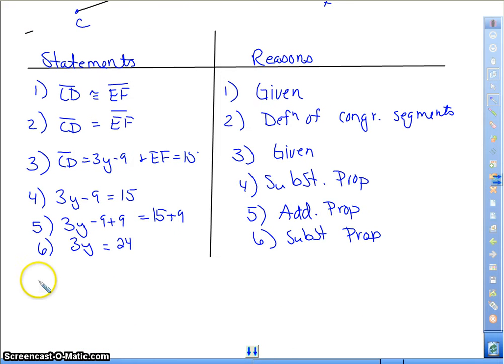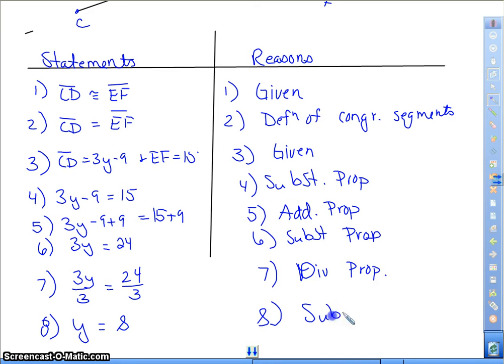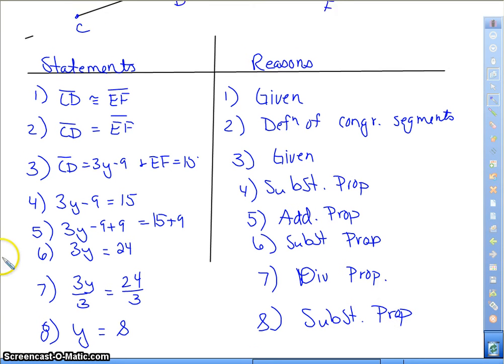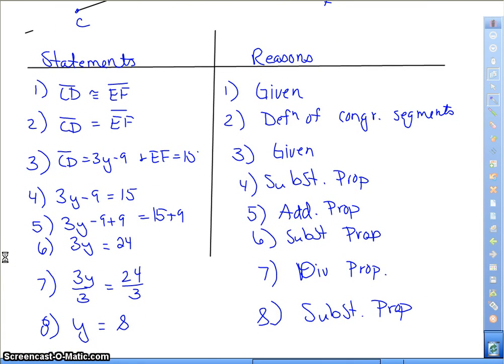Then I'm going to use my division property of equality to get that y by itself. Oops, division property, not div property. Let me change that here. Almost there. And now, once again, I'm using substitution to say that y equals 8. And once again, we want to check and make sure that's what we're trying to prove. So we're going to come back up here, and y equals 8. It's in the correct position. So I know I did it correctly.